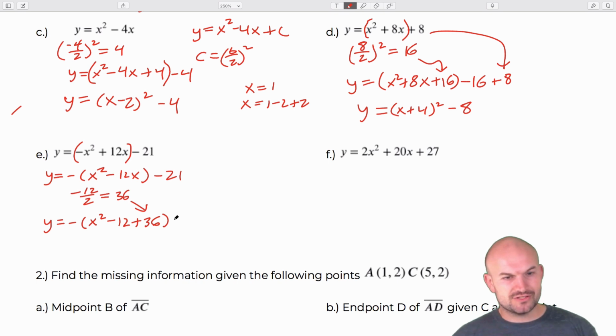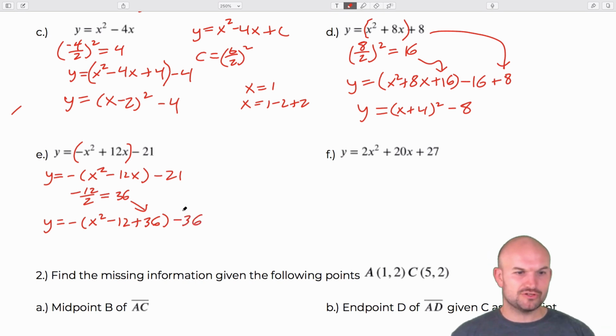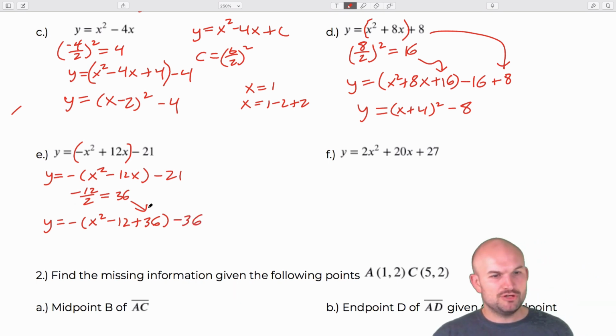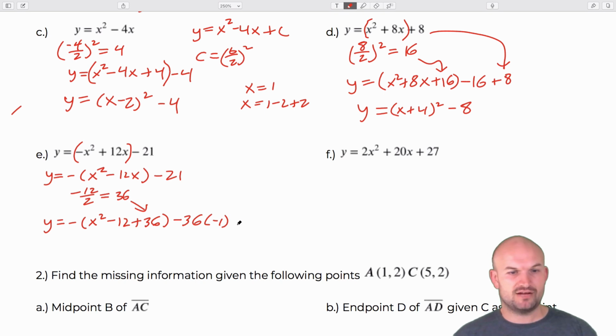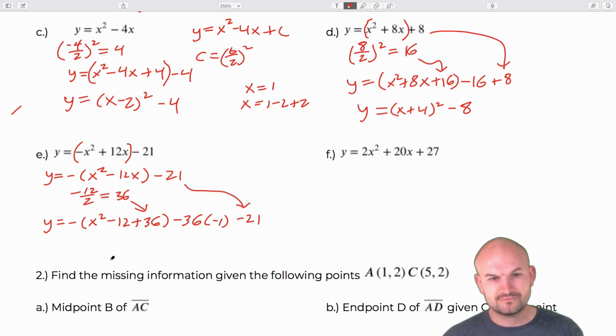Now, I also need to make sure I subtract the 36, right? That was used to it. But again, you've got to understand, when you put a 36 inside parentheses, that 36 is actually also being multiplied by a negative. So you're not actually adding a 36, you're actually subtracting a 36, right? Because via the distributive property, this 36 is being multiplied by a negative 1. So when you subtract a 36, you also need to multiply this by a negative 1, and then we'll put the negative 21 at the very, very end.